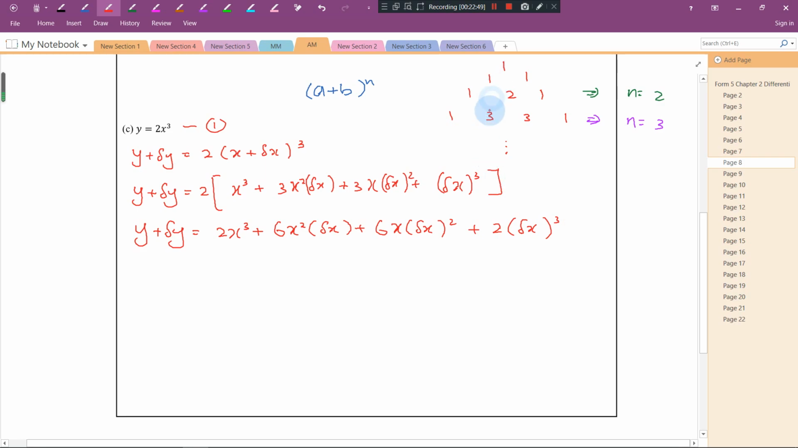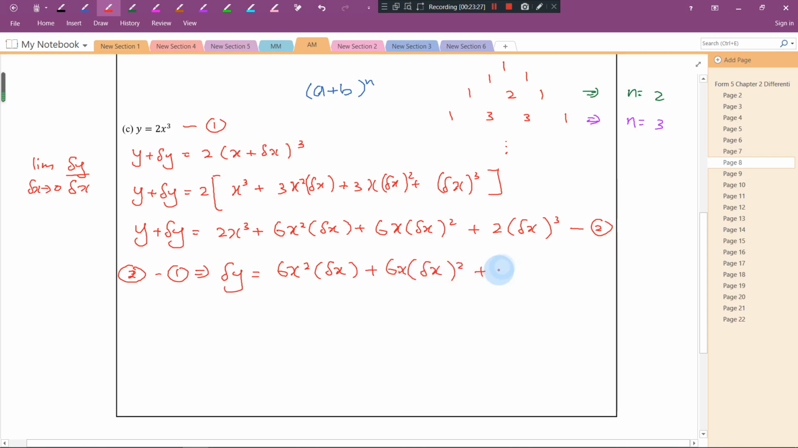Okay, let me double check this. Now, remember we are looking for this delta y over delta x as delta x approaches 0. So I'm going to take the second one minus the first one. So y and y cancel out, eventually we only have delta y. This minus this cancels out, we only have this part left. So just copy 6x squared delta x plus 6x delta x squared plus 2 delta x to the power 3.